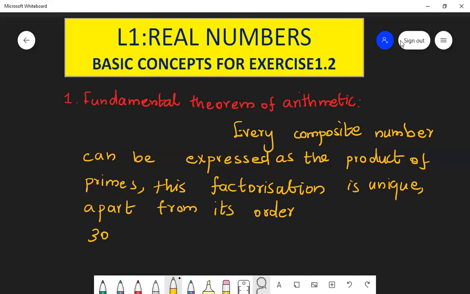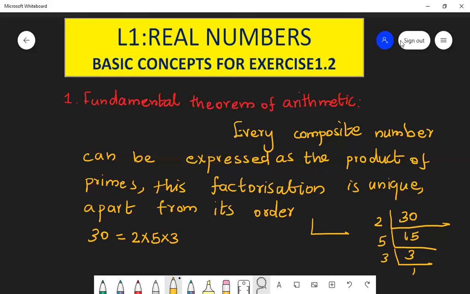For this you can use the long division method, and when you divide, you will divide only by the prime numbers. First I'm going to divide this by 2. I get 15. Then again I'm going to divide by another number, 5, and I'll get 3. By 3 when I divide, I get 1. See, these all are prime numbers: 2, 5 and 3. So this 30 I can write as 2 into 5 into 3.